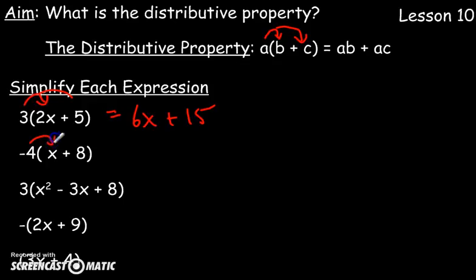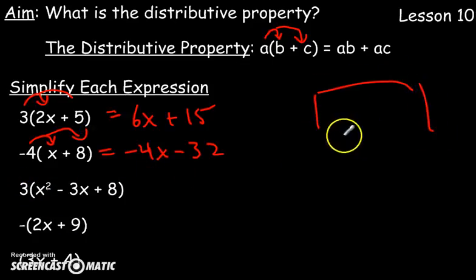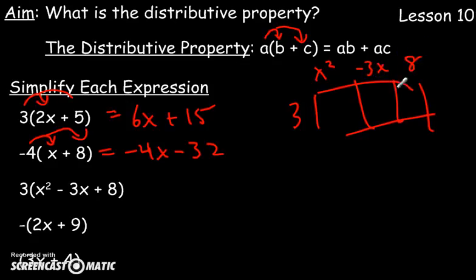Here we have negative 4 times 1x. Remember, it's 1, so that's negative 4x. And negative 4 times 8, which is negative 32. Here we have 3 terms, but it doesn't change. It's kind of like we have a rectangle with 3 parts, where this is 3, that's x squared, this is negative 3x, and this is 8. This will be 3x squared, this will be negative 9x, and that'll be 24.